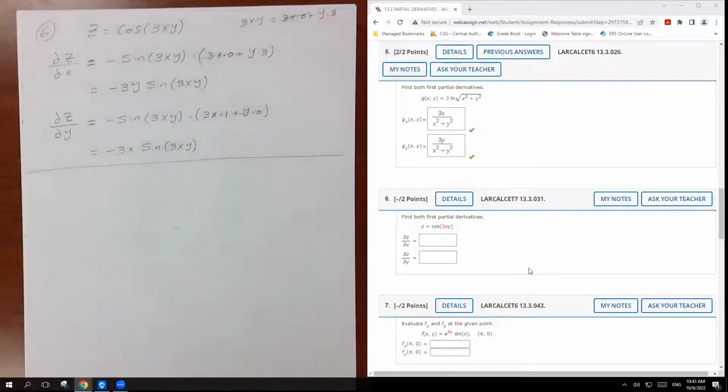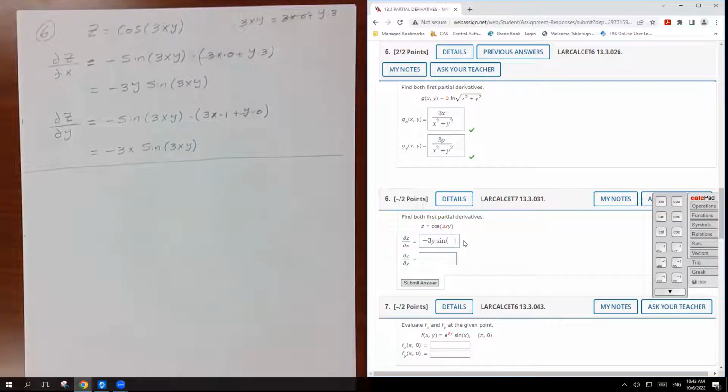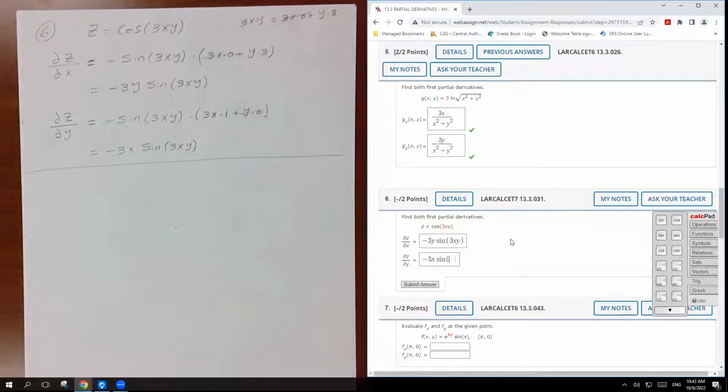Let's check both. The first one is going to be negative 3y sine 3xy. And the second one is going to be negative 3x sine 3xy.